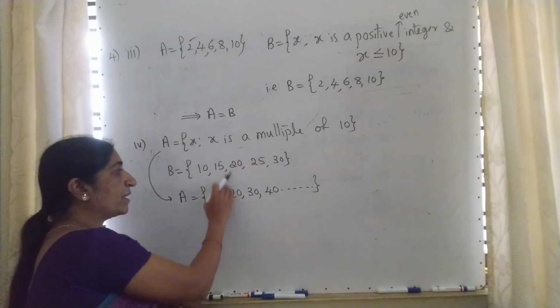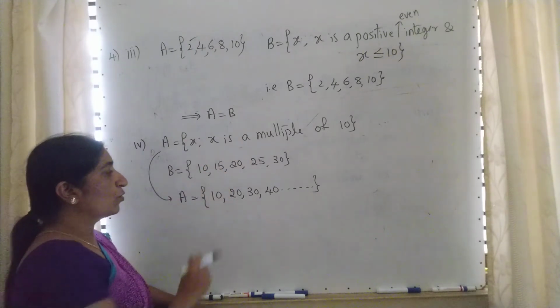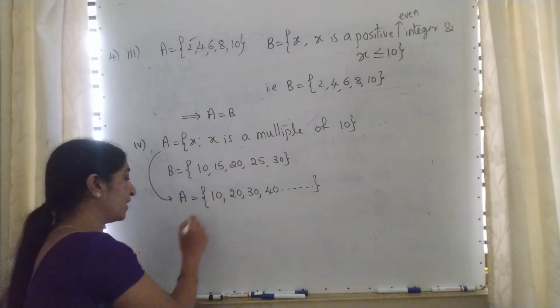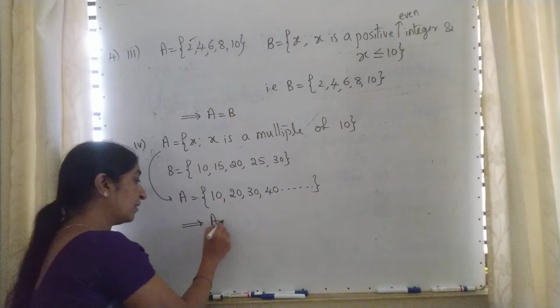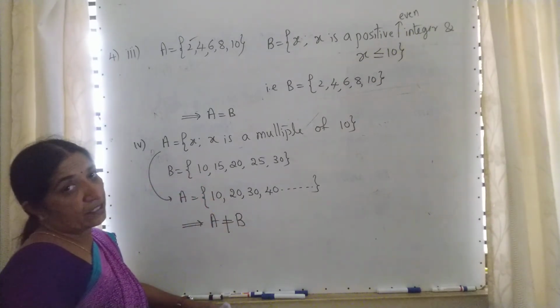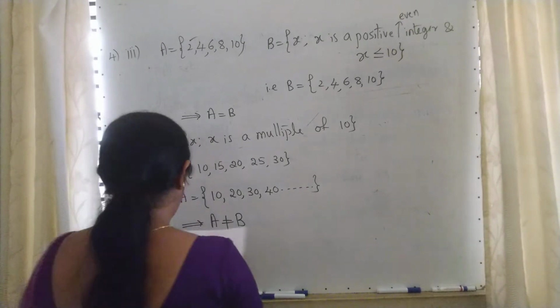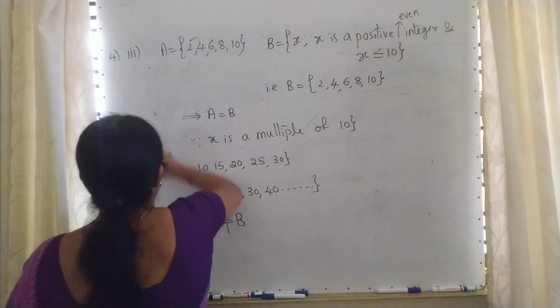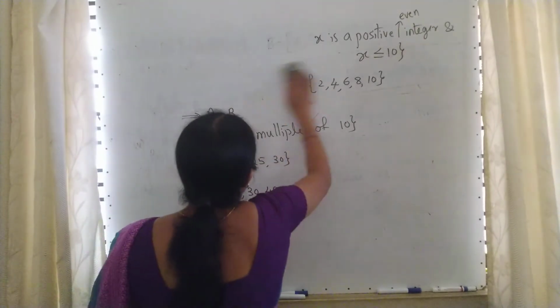By comparing these only, you come to know. Here we don't have a 15 in A, and B has limited numbers while A does not. So what is your conclusion? A is not equal to B. Is it clear or what? So these are the homework questions.